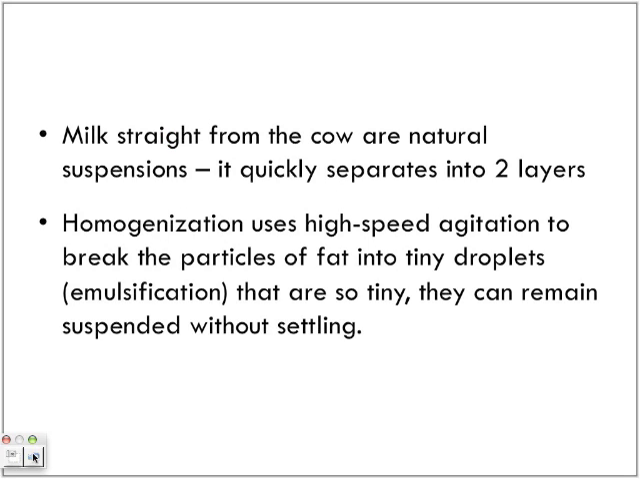So milk straight from the cow is a natural suspension. It quickly separates into two layers. Homogenization uses high-speed agitation to break the particles of fat into tiny droplets, called emulsification. So what we're doing is we're taking globs of fat and we're breaking them down into smaller parts to let water molecules give the impression that it's dissolving it, but it's not.